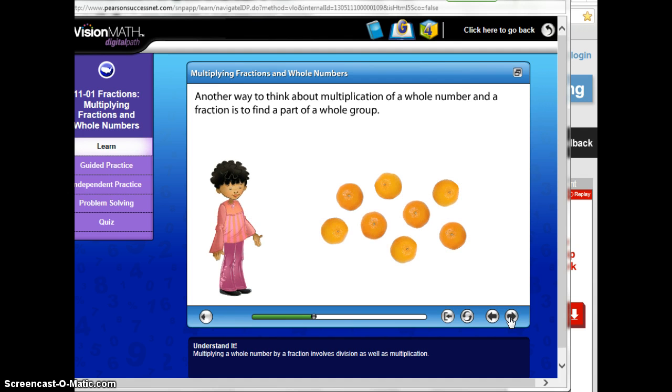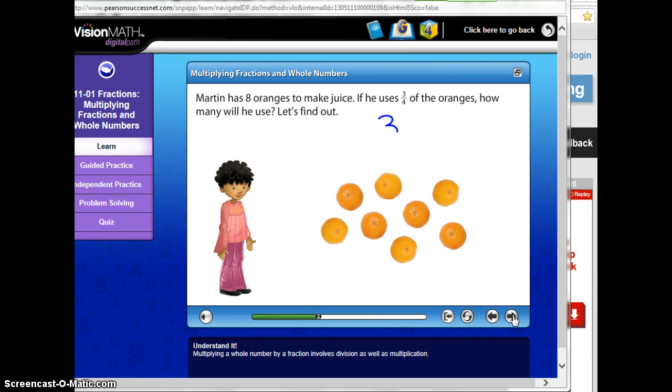Okay, so here's another way to think about multiplication. We are going to take 3/4 and we're going to multiply it times 8. But how do I write 8 as a fraction? 8 ones. That's right, 8 ones. So here's one way to multiply these two fractions. We can multiply our numerators and then multiply our denominators.